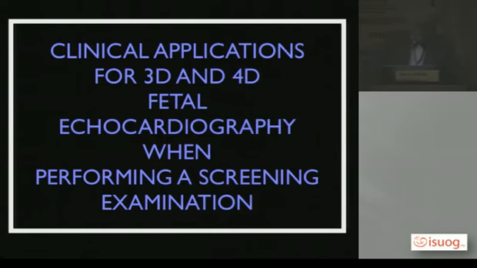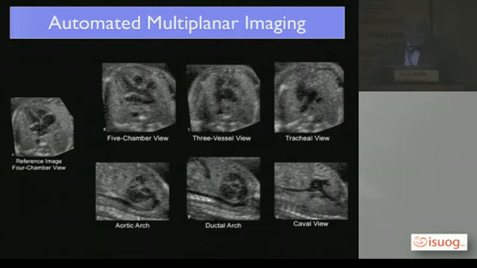Now, the next thing I'm going to do, this is what I would say is the wake up part. If you're sleeping, wake up. If you're not sleeping, that's okay, stay awake. This is how we use this technology to screen for congenital heart disease. There are several approaches. I'm going to show you three approaches, then I'm going to show you some cases as we work through the rest of this presentation.